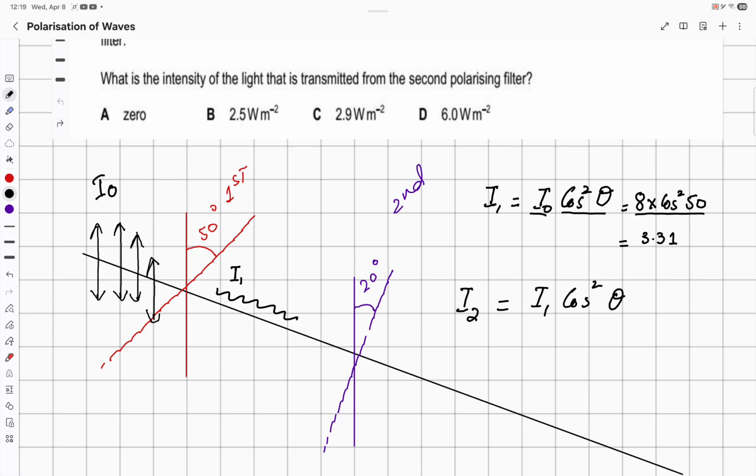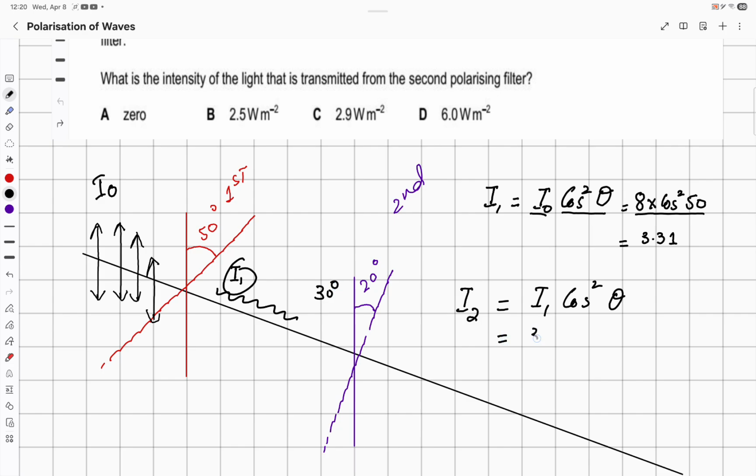Now when I1 approaches the second polarizer, you should keep one thing in mind. The first polarizer has already rotated the polarization axis of the incident wave by an amount of 50 degrees. Whereas the second polarizer, since it is at an angle of 20 degrees, shifts the first wave I1 back to 20 degrees. So it means the amount of rotation would be 30 degrees when it approaches the second one.